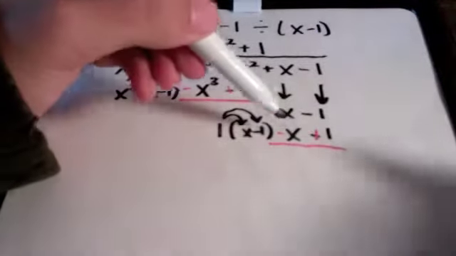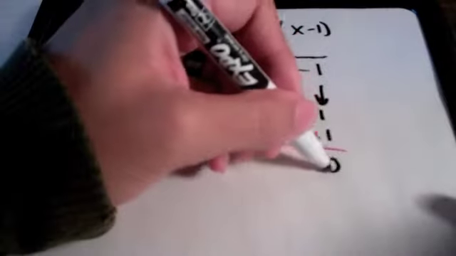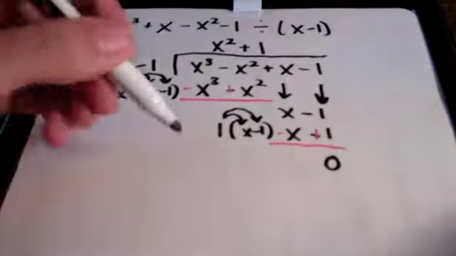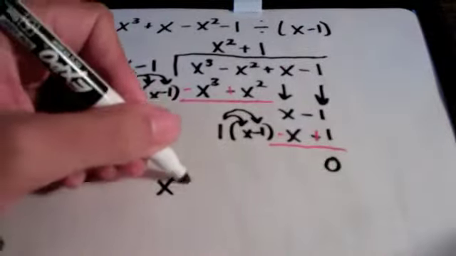So this is going to be a negative x, a positive 1. And x minus x is 0. Negative 1 plus 1 is also 0. So there's no remainder here. And the solution to this division problem, the quotient, is going to be x squared plus 1.